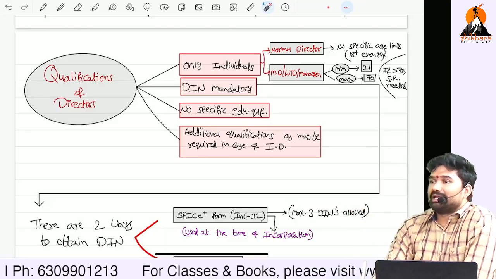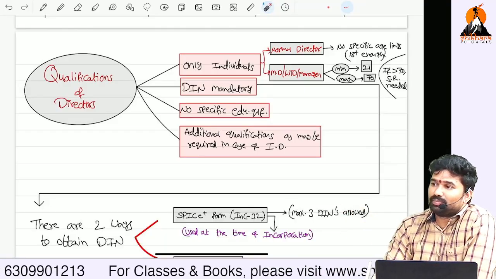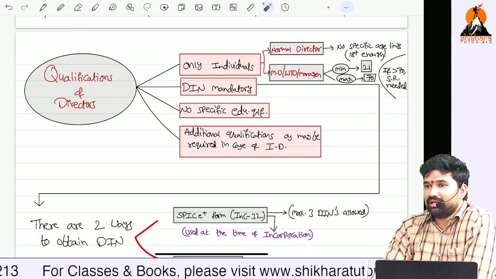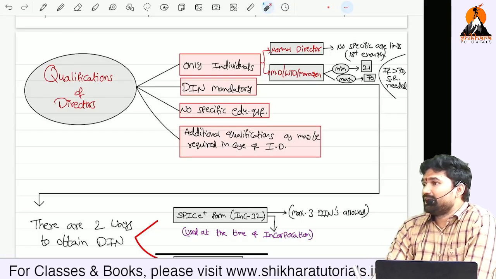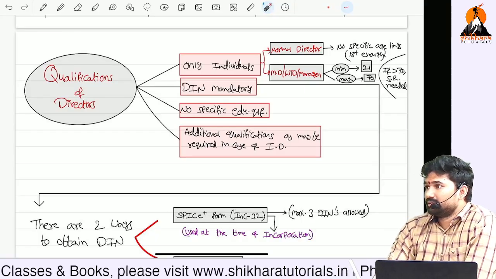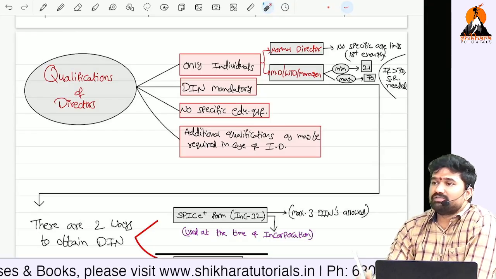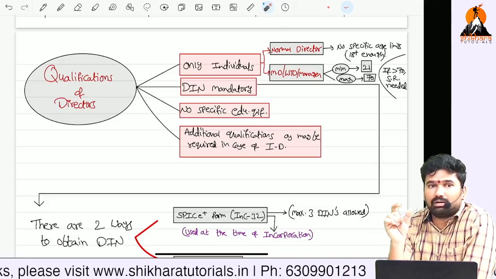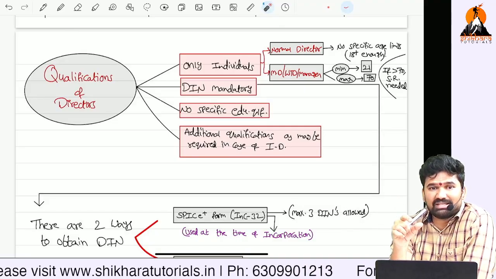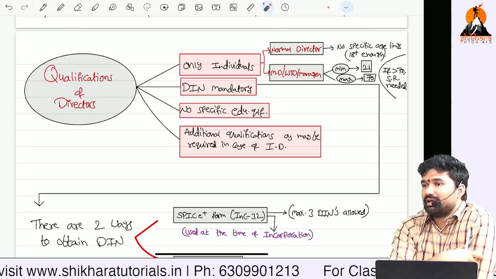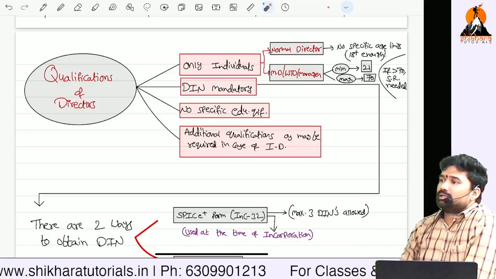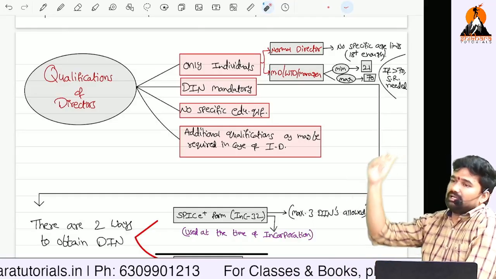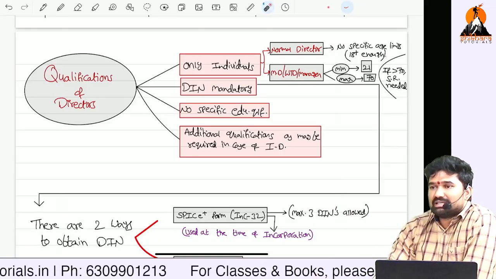Executive director category. What they should do? They have to be involved in the day-to-day affairs of the company and should actively participate in the administration of the company. That is why physical fitness is very much important. That is why in order to act as MD or WTD or manager, age-wise restrictions are there. Minimum 21 years should be there for a person and maximum age is 70 years.